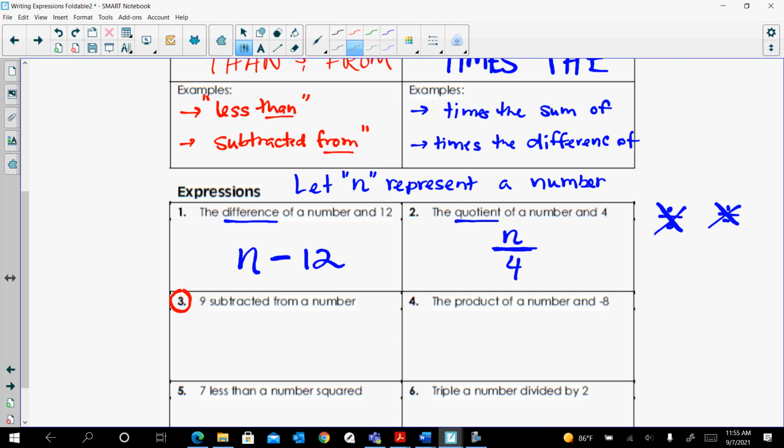I'm going to circle 3 because this one is missed a lot because of the keyword. It says 9 subtracted from a number. The word from: we have subtracted, so we know we have a minus sign, but we have the word from. The from means we're going to switch it around. So the 9 will not come first. The 9 will come to the back. The n, the number, will come to the front. N minus 9.